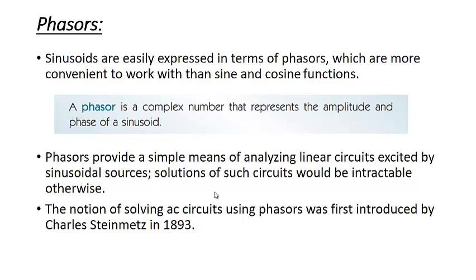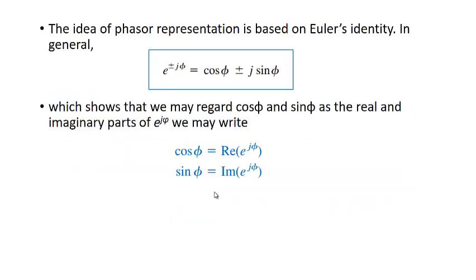Solution of such circuits could be very difficult otherwise. So if you don't use the phasors, you can still solve them, but the solution will be very difficult. The notation of solving the AC circuit using phasors was first introduced by Charles Steinmetz in 1893. So this is a slight history regarding the phasors.